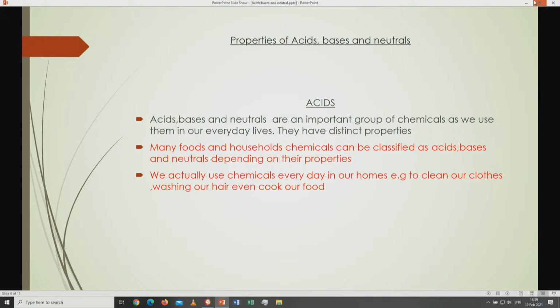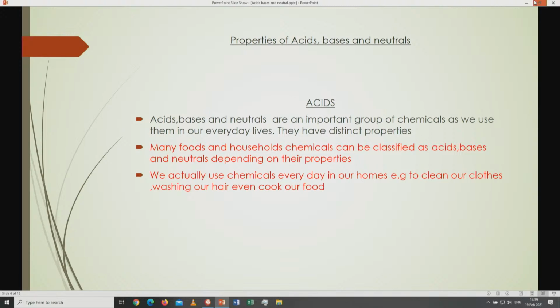This simply means that each and every chemical has its unique properties. And if they share common properties or characteristics, it is easy to classify them. You can classify them as acids, as bases, or as neutrals, depending on the common characteristics that they are sharing.